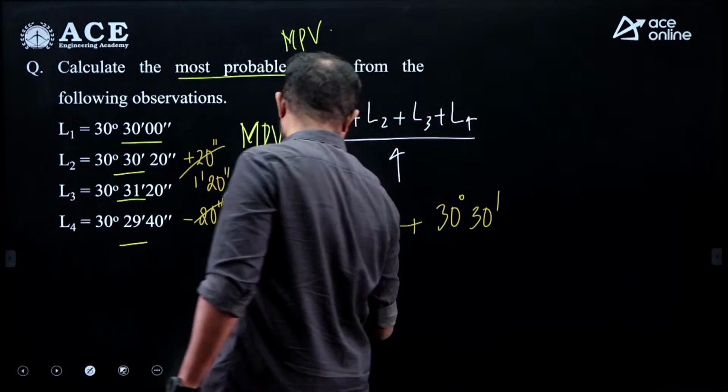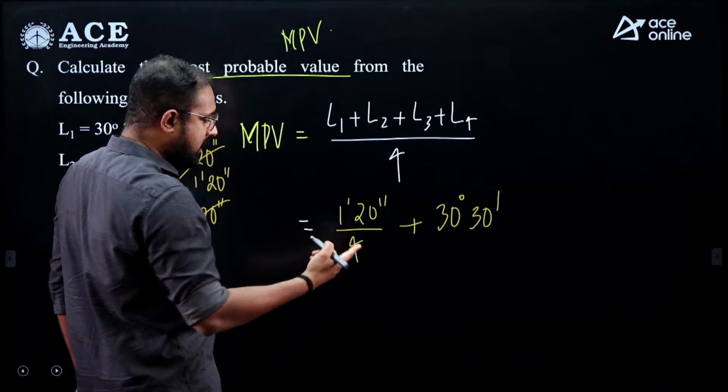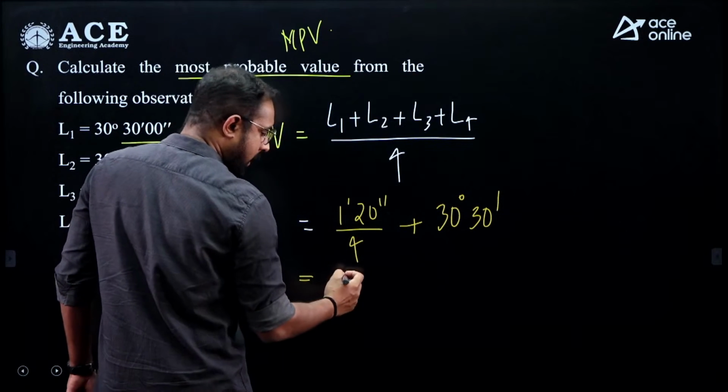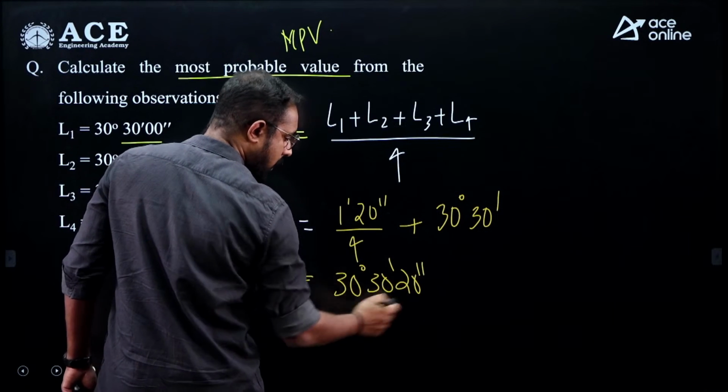So, 1 minute means what? 60 seconds. 60 seconds plus 20 means what? 80 seconds. 80 divided by 4 is what? 20 seconds. So, 30 degrees, 30 minutes, 20 seconds should be your answer.